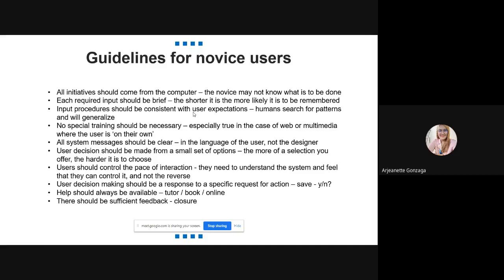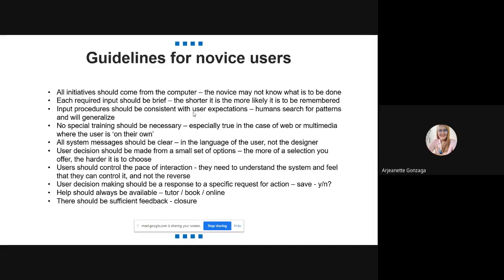So, yung human search for patterns will generalize, though special training should be necessary. And all system messages should be clear. Lahat naman yan, kahit expert ka, dapat clear yung system messages. User decisions should be made from a small set of options. So, the more of a selection you offer, the harder it is to choose. So, dapat kaunti lang. Users should control the pace of interaction.